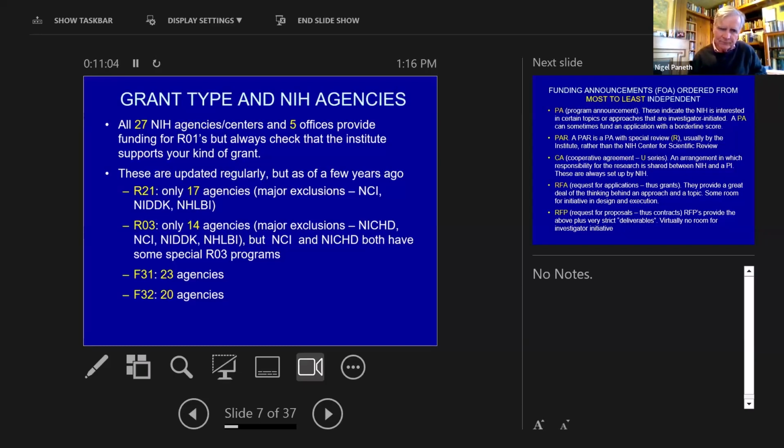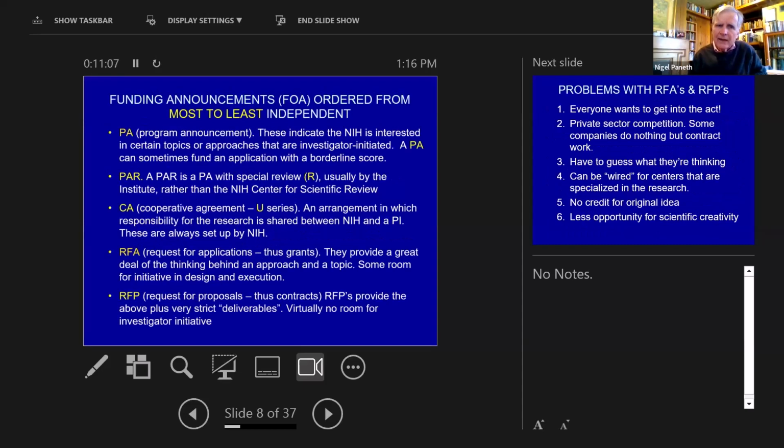Next slide. Now, there are things called funding announcements, FOAs. In other words, NIH advertises some research it would like to see done. And I'm going to order these from the most independent to the least independent. The most independent is where you see PA, program announcement. All that means is that NIH is interested in certain topics. It will say, like the NICHD had a program announcement surrounding research on premature birth.